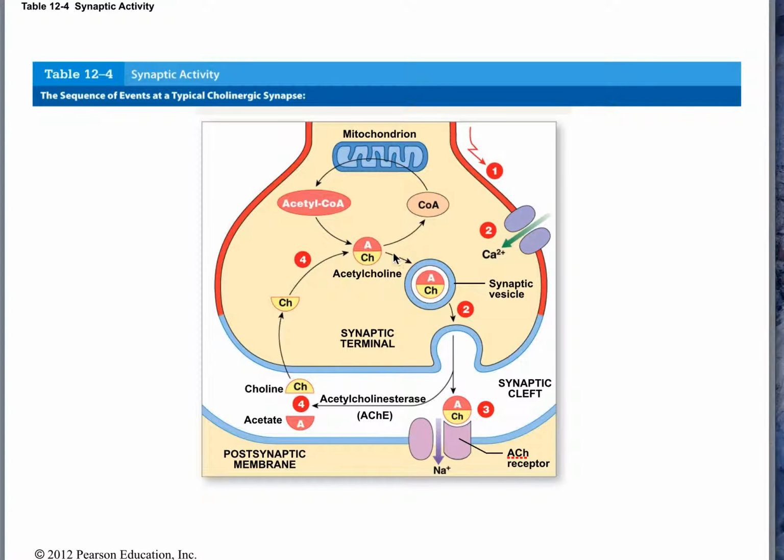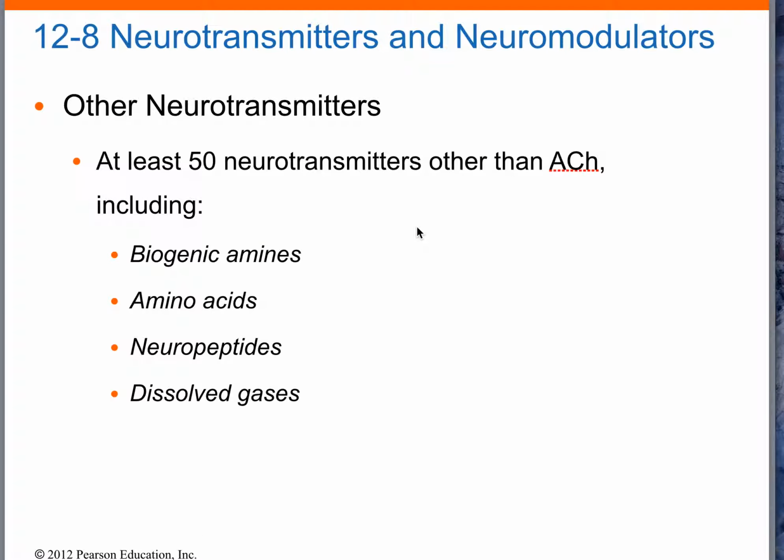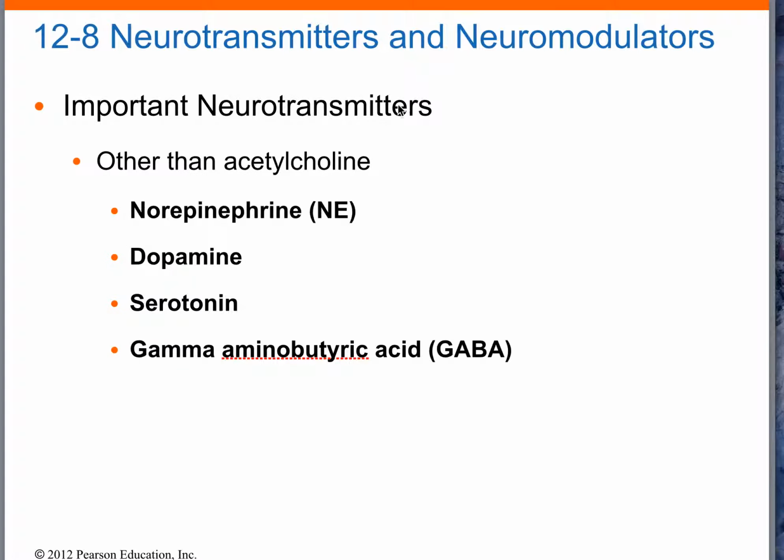So let's do this again. So we have acetylcholine, right? And acetylcholine is one of the excitatory neurotransmitters, but we have other important neurotransmitters. These are excitatory neurotransmitters. This one's an inhibitory. What's the other one? Glycine.